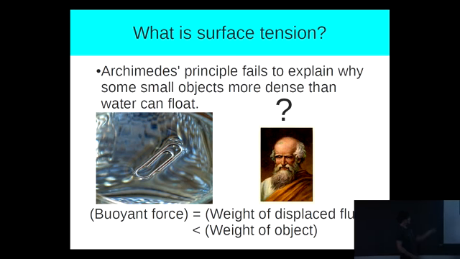Okay, so here we have a picture of a paperclip floating on water, and Archimedes here is a little puzzled because he says that his principle has the buoyant force equaling the weight of the displaced fluid, which is going to be less than the weight of the object because the water has lower density than the paperclip. So obviously there must be some other force in action here, and that's surface tension.